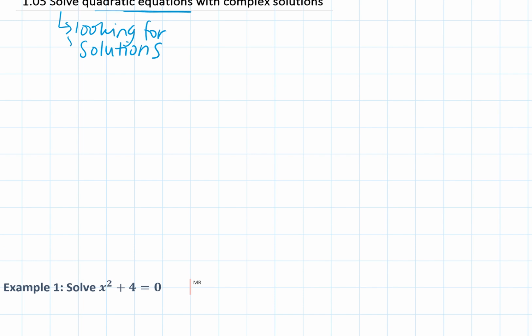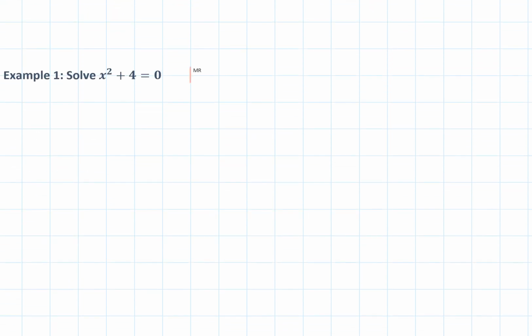Those are equations in the form ax squared plus bx plus c equals 0. The difference today is that our solutions may be complex. That is, we may get values like x equals a plus bi. So let's dive right in.